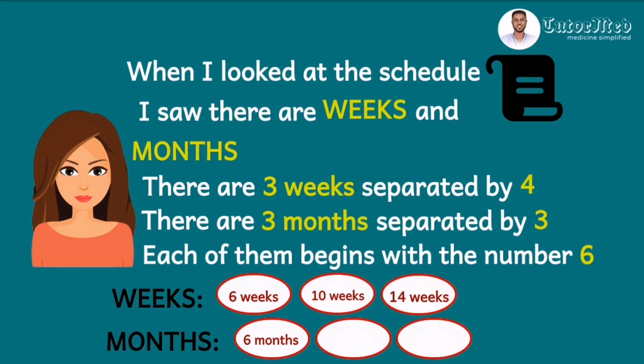And for the month category, it's also going to begin with 6. And so you have 6 months, but they are separated by 3. And so 6 plus 3, you have 9 months. And then 9 plus 3, you have 12 months. So you see that if you study this narrative very well, it gives you the timelines for the various vaccinations. And so let's summarize that in the next slide.